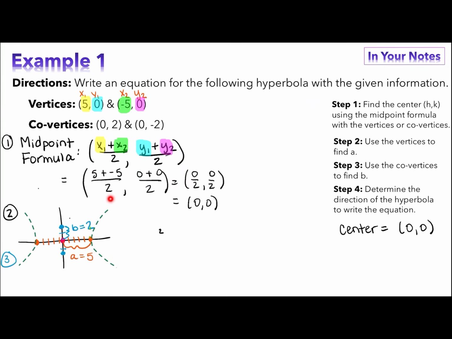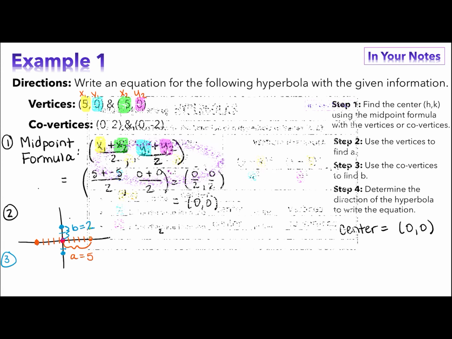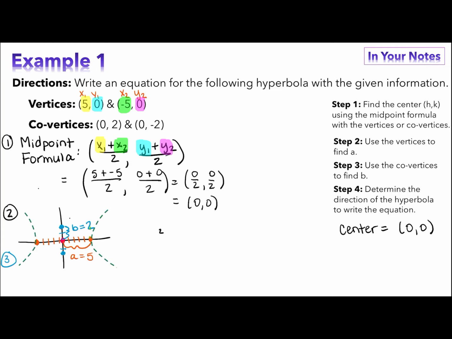So this is what it would look like, and this is what I want you to draw in your notes too. Just draw a rough sketch of what it would look like. So now you can see it's pointing left and it's pointing right. So therefore, from your notes before, you're going to use the horizontal hyperbola. All right, so now I'm going to write that equation down.